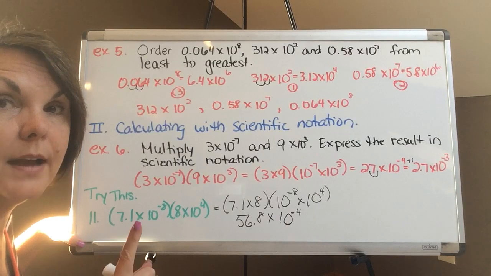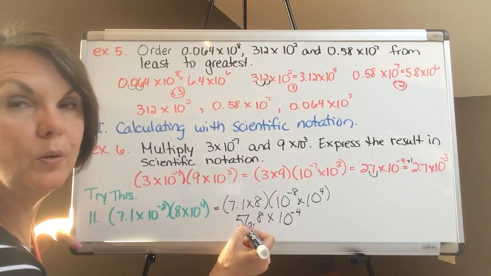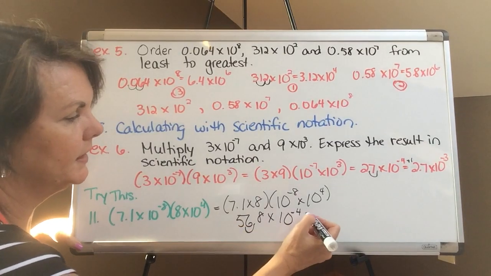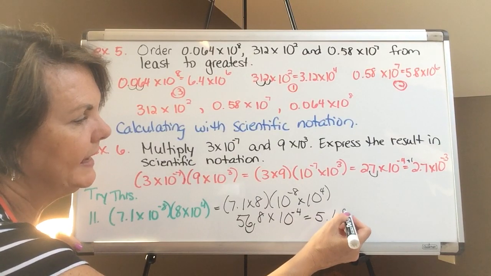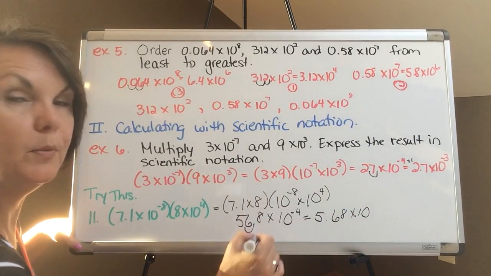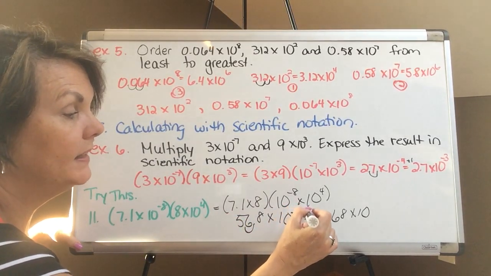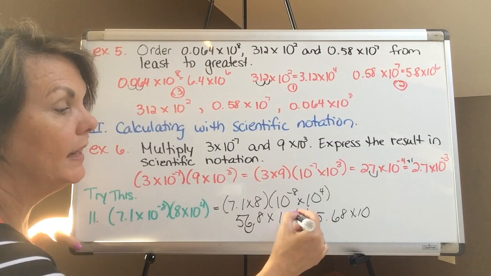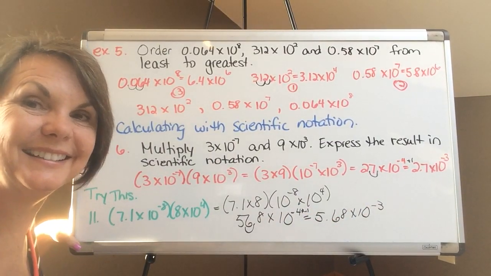Now, this is not in scientific notation, okay? So we have to make it that way. Move this over 1. My number just got smaller. 56.8 became 5.68 times 10. And now because I moved over 1 and made the number smaller, I have to add that 1 to the exponent. So negative 4 plus 1 is negative 3. And that's it. Good luck.